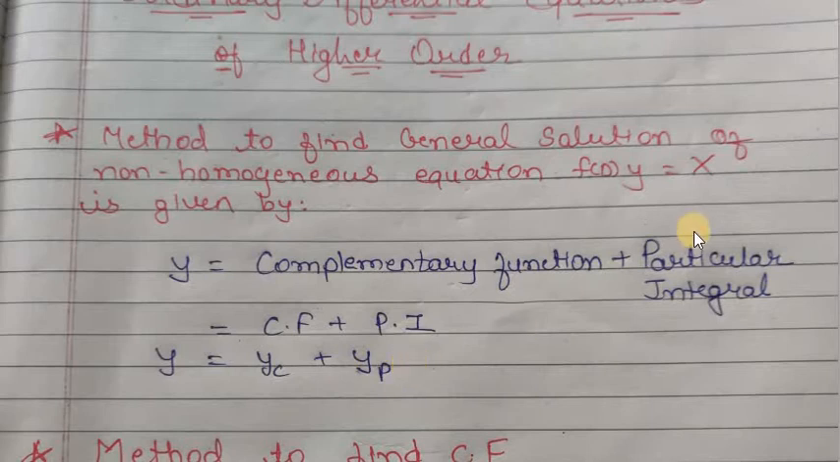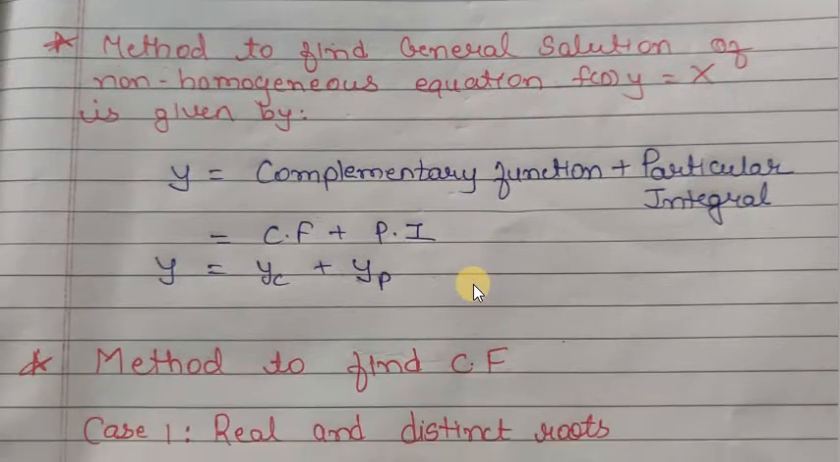Okay, and if you are given the form f(D)y = 0, that is called a higher order homogeneous differential equation, and its solution will be given by y = CF only. Now in this lecture we will discuss how to find CF. So to find CF we have different cases.